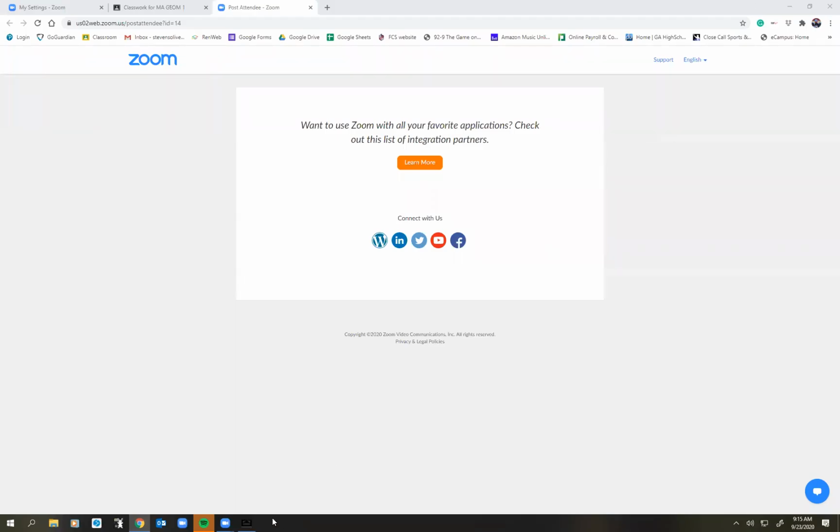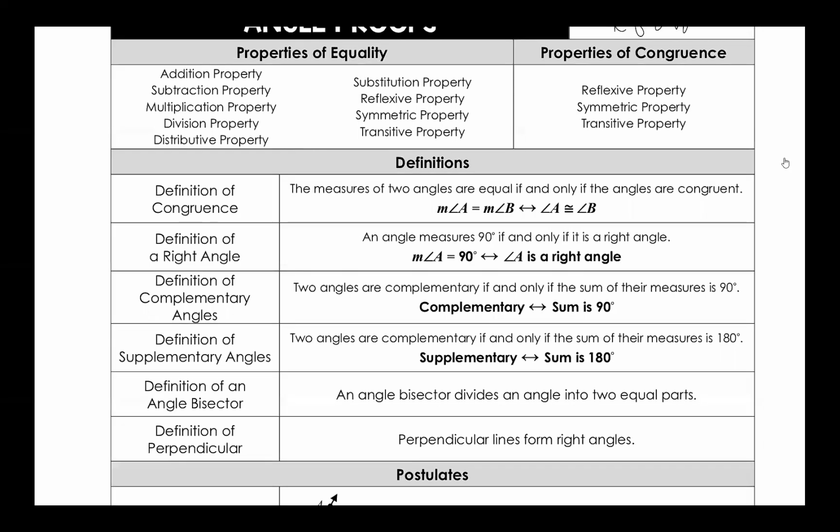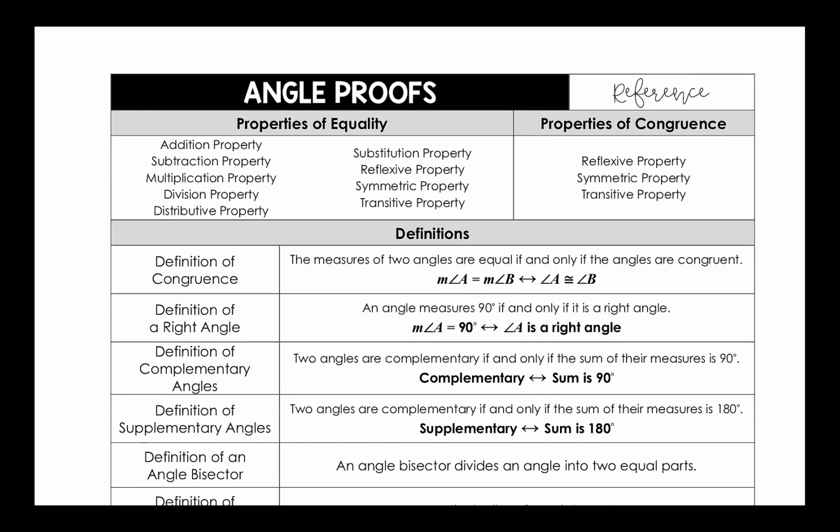All right. So today, we are going to add a few more properties of equality and properties of congruence to our sheet. I'll have a sheet printed out for you guys tomorrow. But we've got a couple more we get to talk about. So remember, we still have all these guys: addition, subtraction, multiplication, division, distributive, substitution, reflexive, symmetric, and transitive. Then we have our congruence: reflexive, symmetric, and transitive.